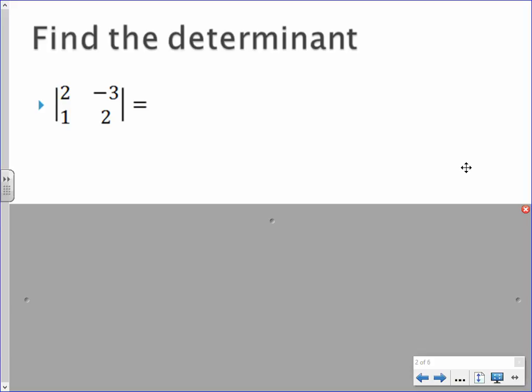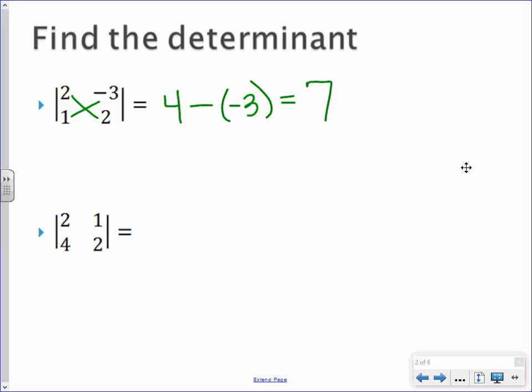Kelsey, talk me through how to do this. So you multiply 2 and 2 because they're A and D, and you get 4, and you subtract B and C multiplied together, which is... Good. Excellent. Our determinant is 7. It's like the first one. Can you handle it? Nice. Okay, go ahead and write this one down and find me the determinant.